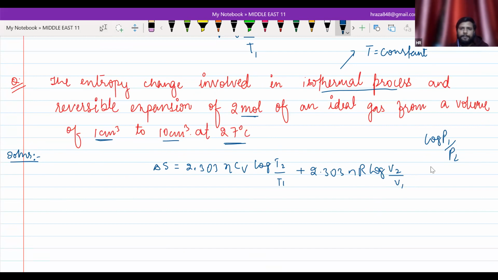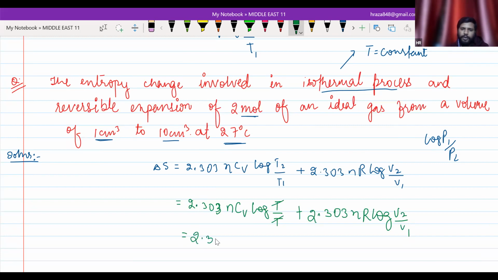Now you will see that since temperature is constant, in 2.303 nCv log, this temperature is T and this temperature is also T, so it will be cancelled and we get 2.303 nCv log 1. The value of log 1 is 0. So the whole quantity on the left hand side will be 0 and we are left with the formula 2.303 nR log V2 upon V1.